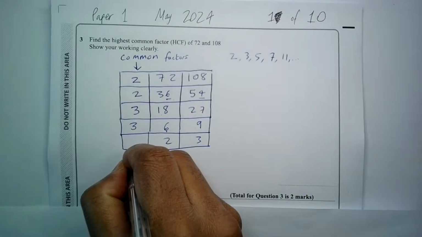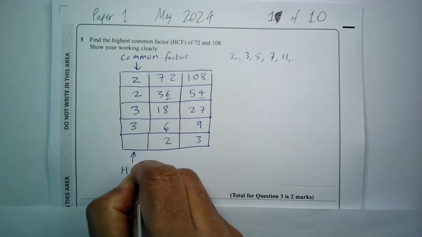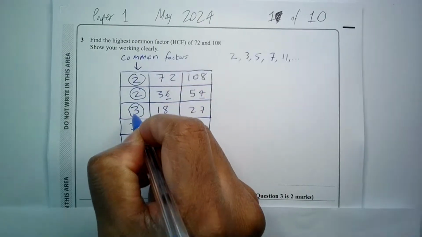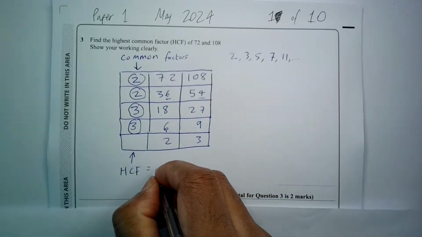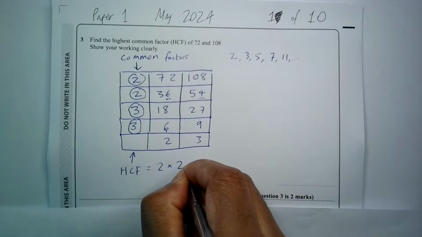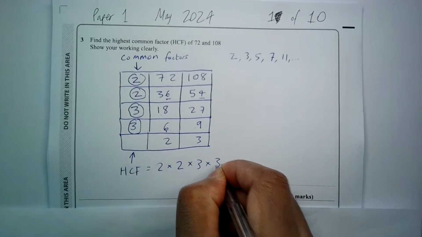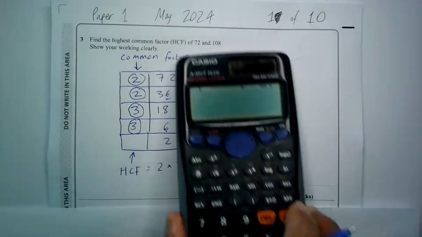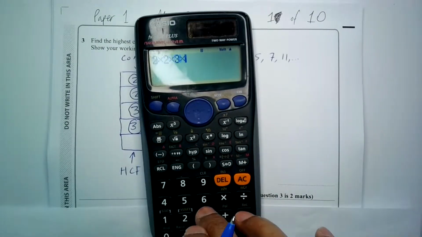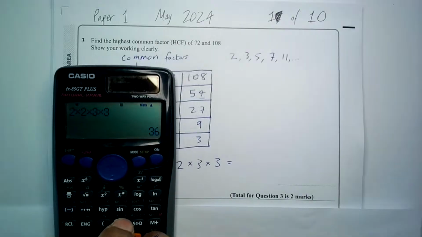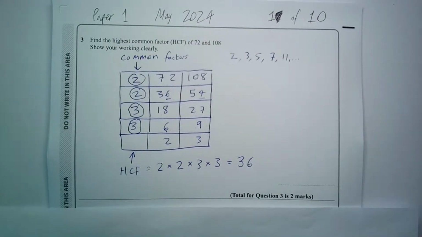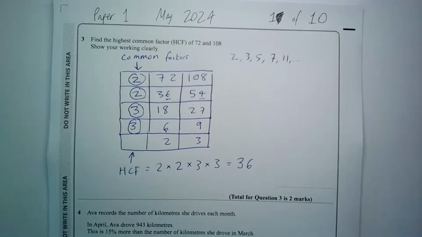So my HCF is this row here. It's going to be 2 times 2 times 3 times 3. So HCF equals 2 times 2 times 3 times 3. And you can get your calculator out and work that out. And that gives us 36. All right, so our first answer is 36. Hopefully you did well on that question. Let's go to the next one.